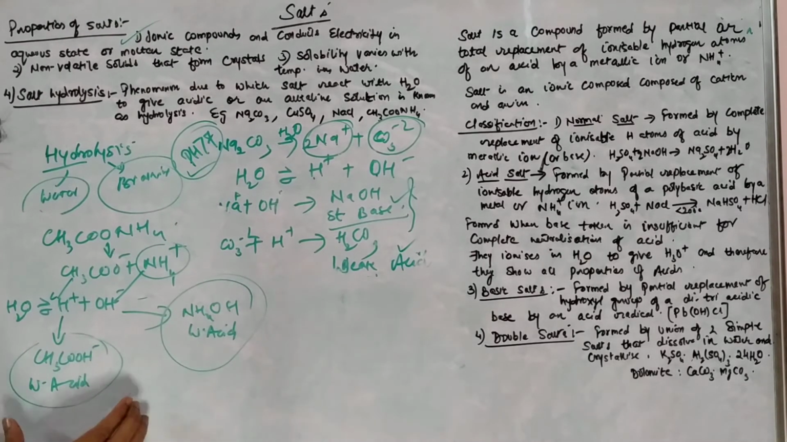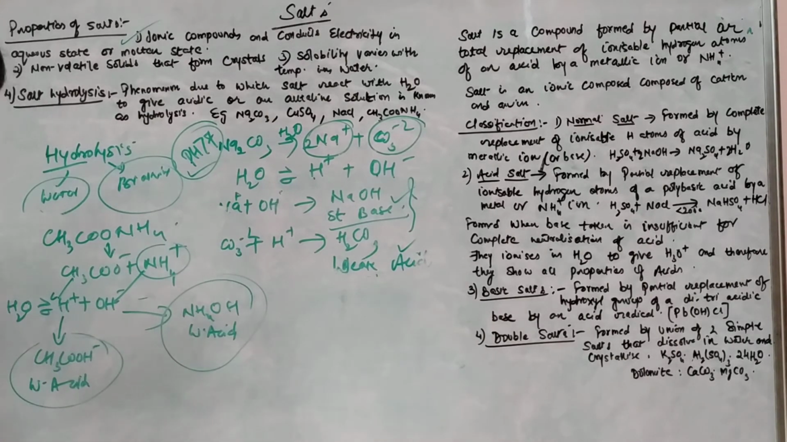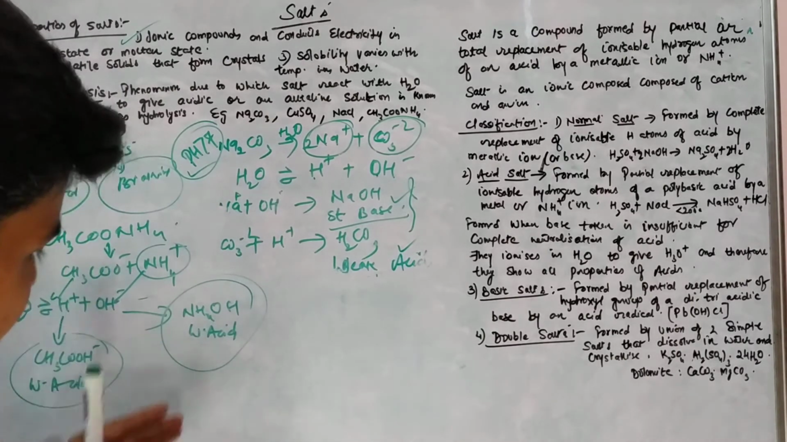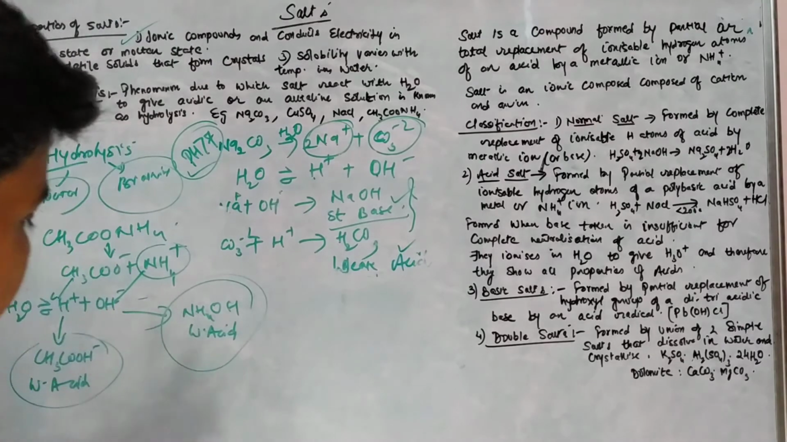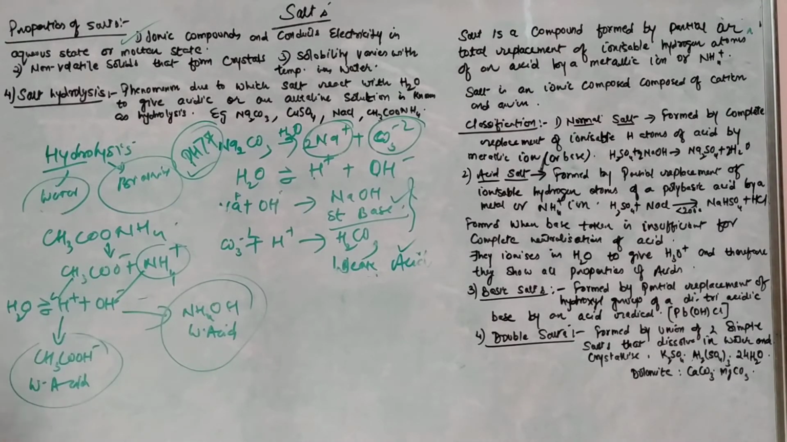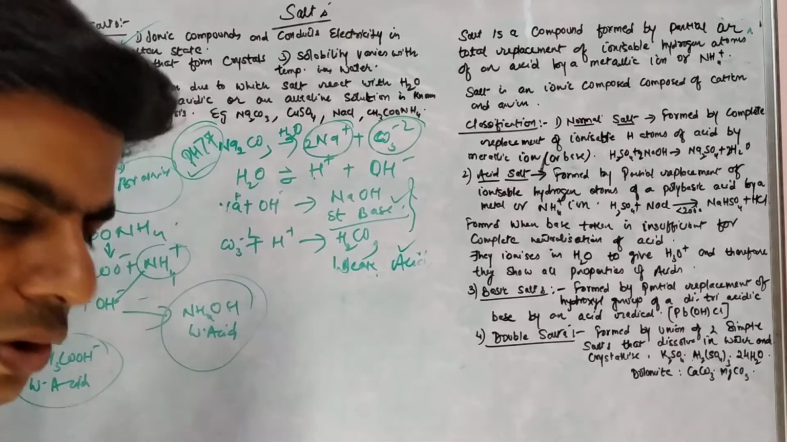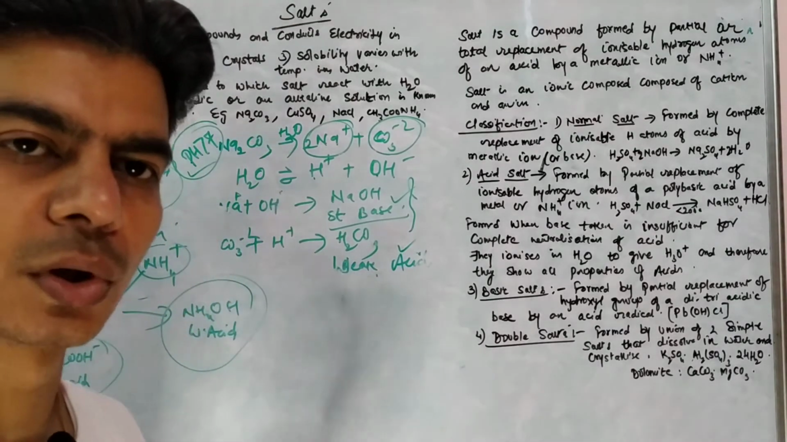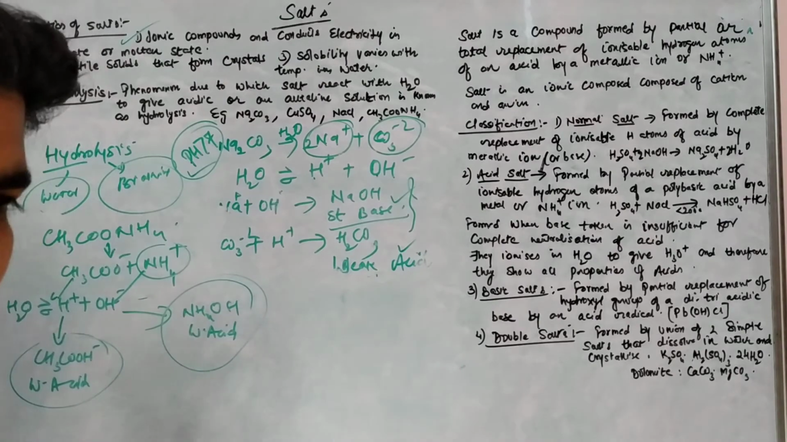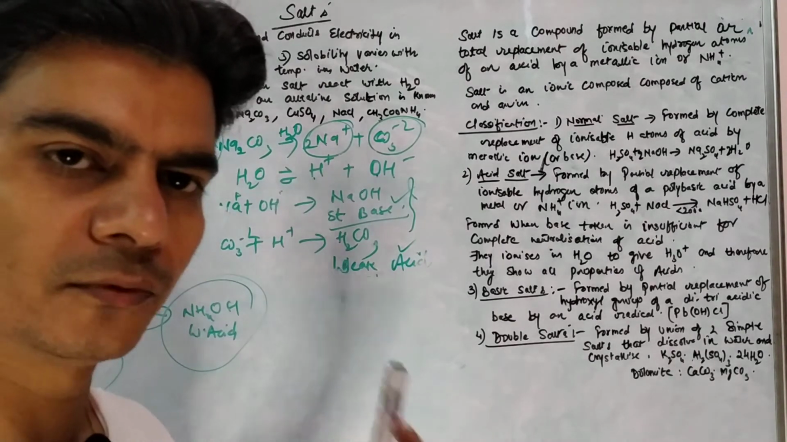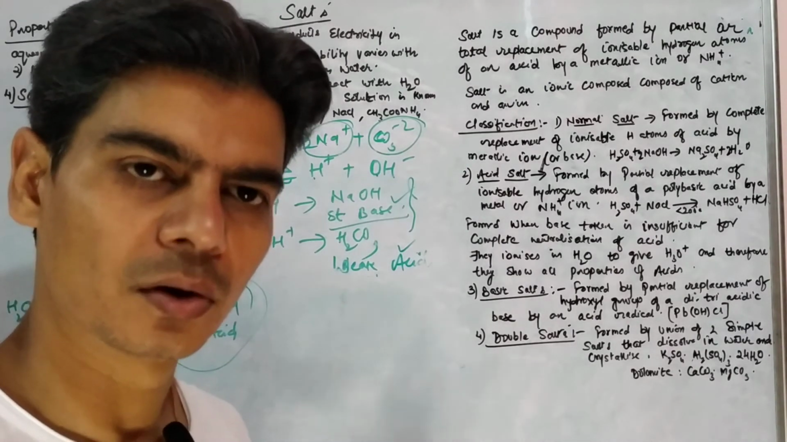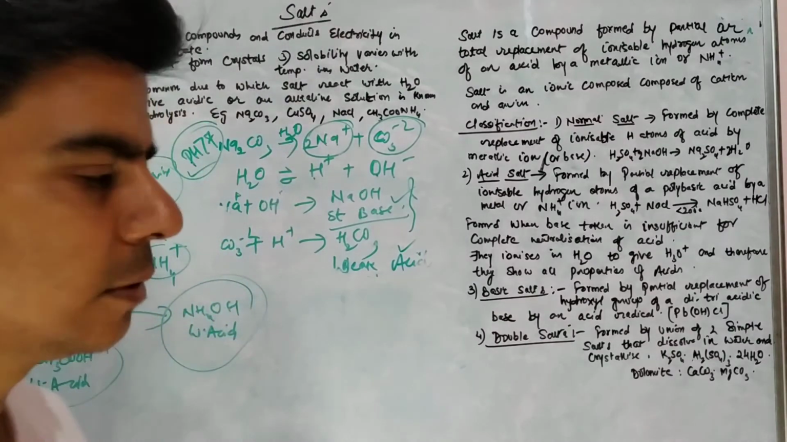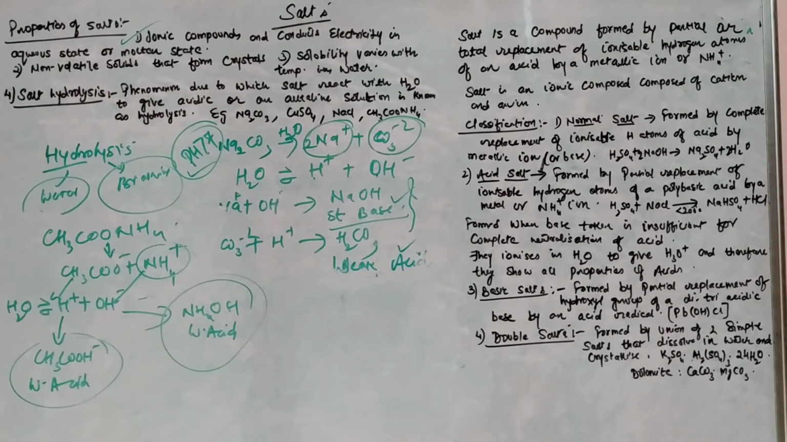The acidity or alkalinity of these kinds of salts depends on the undissociated molecules and the dissociated ions, on whether we have more hydrogen ions or hydroxyl ions. So I hope all this is clear to you. Thanks.